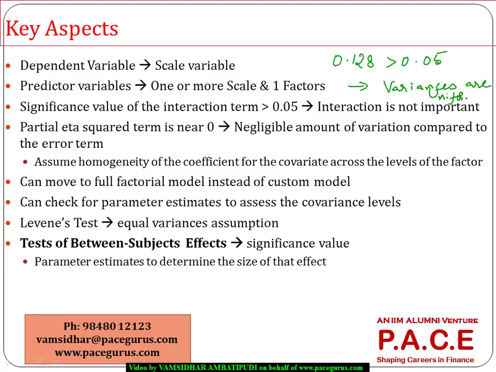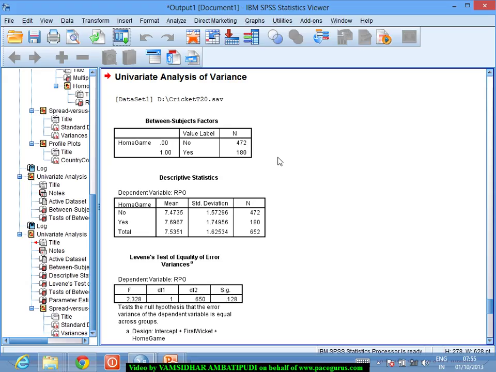Variances are uniform across the groups, which gives us a pointer that ANOVA analysis can more or less be applied in this case.